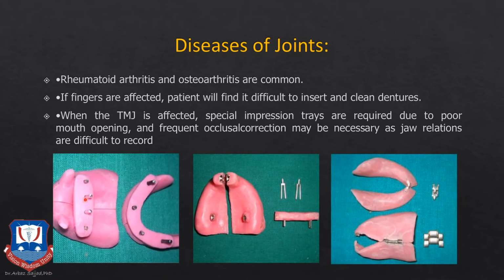So we may need to fabricate customized sectional trays such as the ones shown over here, because a regular stock tray or a regular custom tray will not fit inside the patient's mouth due to restricted mouth opening and pain in the TMJ. Also, sectional record bases may need to be fabricated for recording the maxillomandibular relationship.